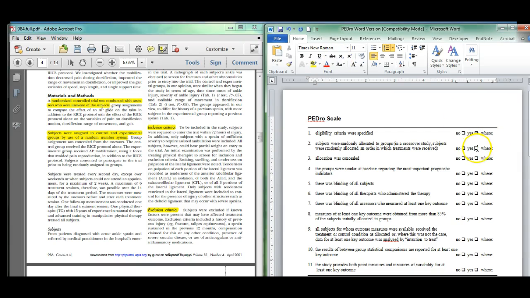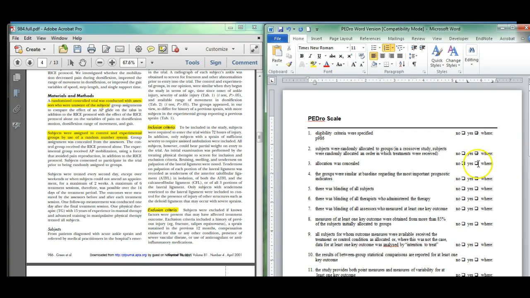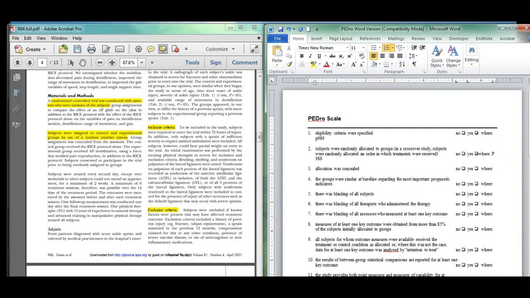Again, I'm just going to highlight this yes, and then strike through it as yes, they met the criteria. As far as the where goes, what I would do is put the page number. So page 986, and then the same thing applies here, it's going to be page 986. This is just one way to complete the homework assignment that you have due.